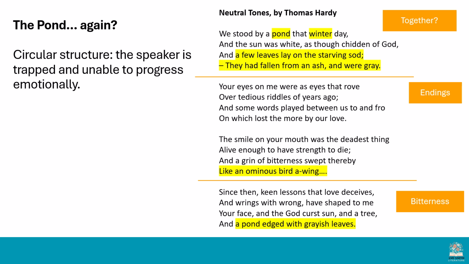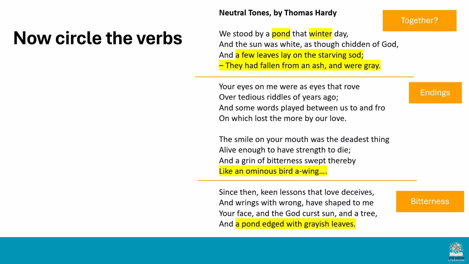Okay, last one, the pond. Again, you might be saying, well, what we've got here is circular structure. So we'll come right back full circle to the pond at the end of the poem. And what do we know about circles? Well, they go in circles. They return again and again to the same point. There's no progression, there's no movement forward. So when we talk about circular structure, we normally think about how the speaker or the characters are trapped and they're unable to progress emotionally.